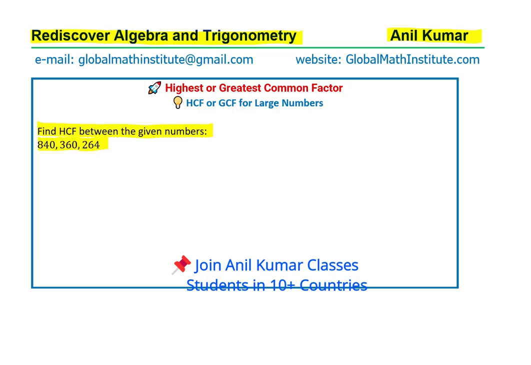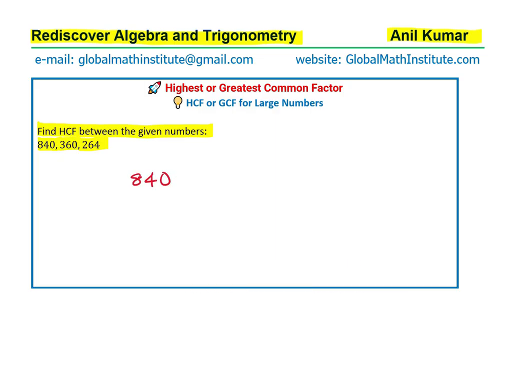It is Euclid division. 840, 360, 264, we will divide one number by the other. It's a special kind of division, so observe how we divide. We have 840, the largest of all. We are going to divide this by 360. So I'm writing 360 here.